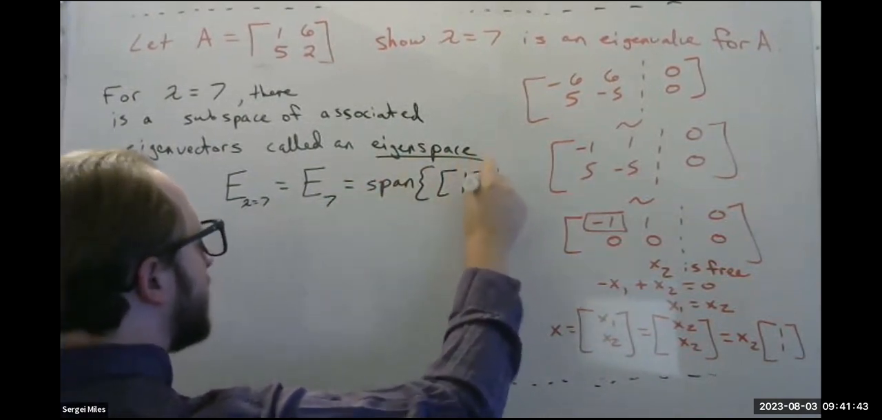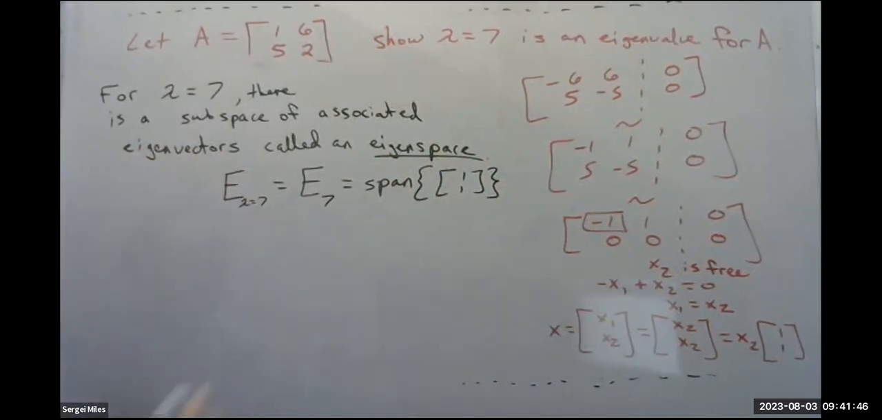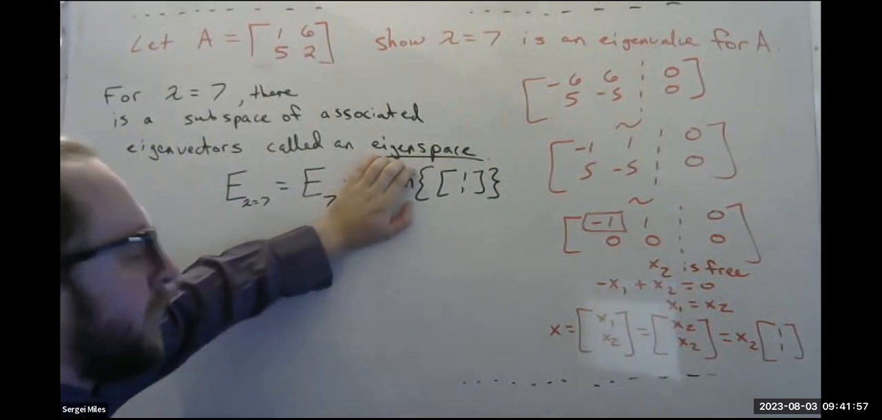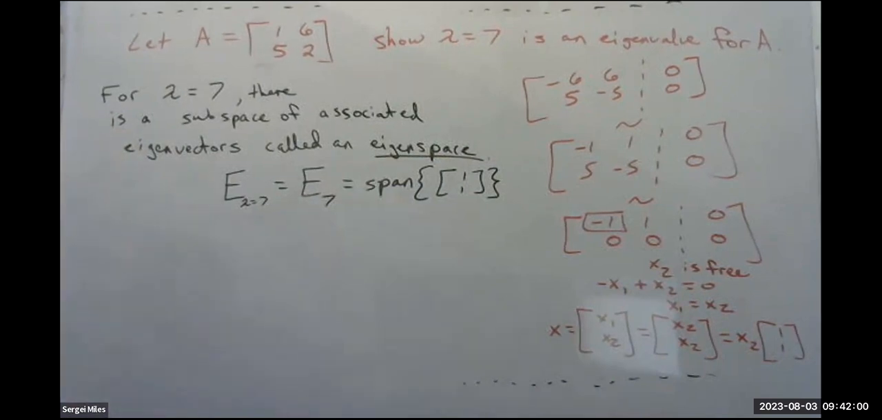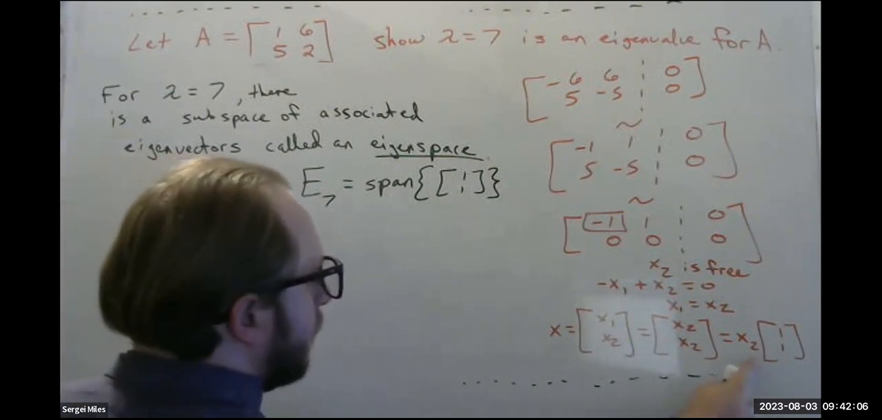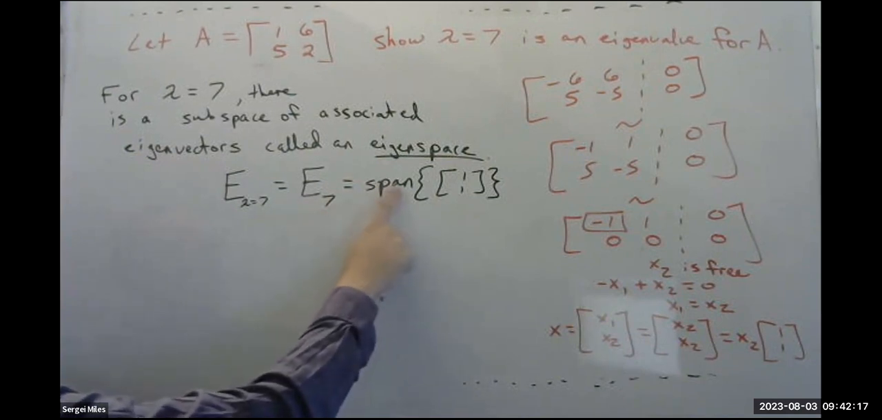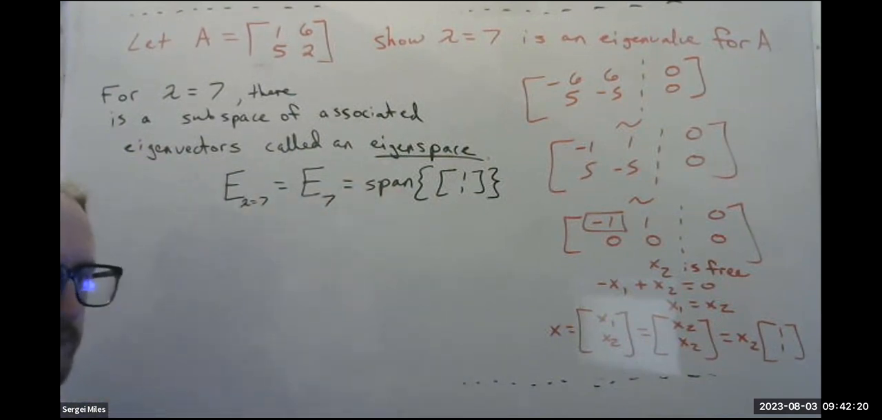And again, the notation and vocabulary is key here. If you leave out the word span, your answer is wrong, right? Because if you don't say span, you just say the set of 1, 1, this is now a finite set with only a single vector. But it's not a finite set. It's supposed to include all of these possible linear combinations because x2 is free. x2 can be any real number. So if I want to talk about all of the eigenvectors associated with this eigenvalue, I really do need the word span here.